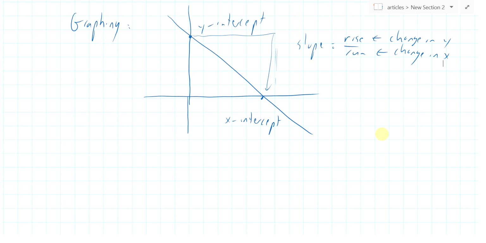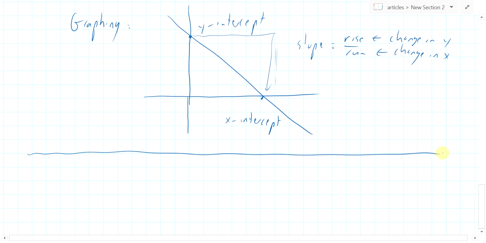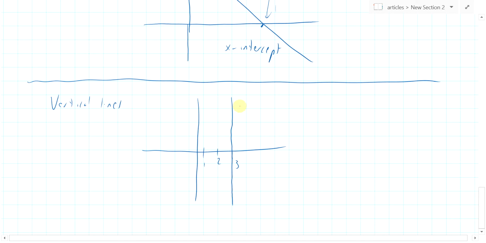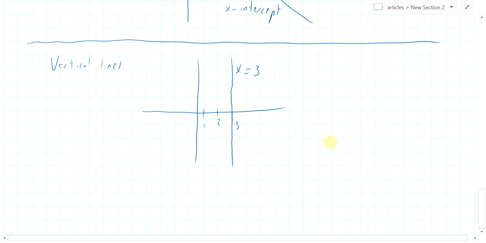So, that's about all there is for lines. One last thing at the very end to add here is vertical lines. As I said before, they have undefined slope. What's the equation for a vertical line? Well, if this is 1, and this is 2, and this is 3, x equals 3. Right? It's just the x coordinate, there's no y.